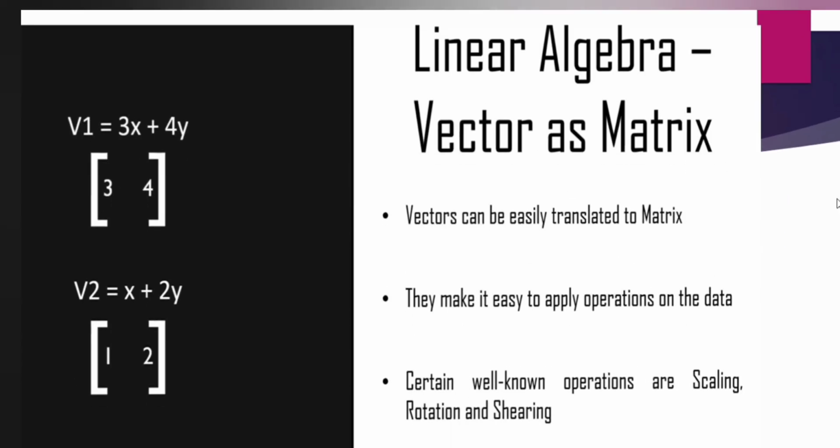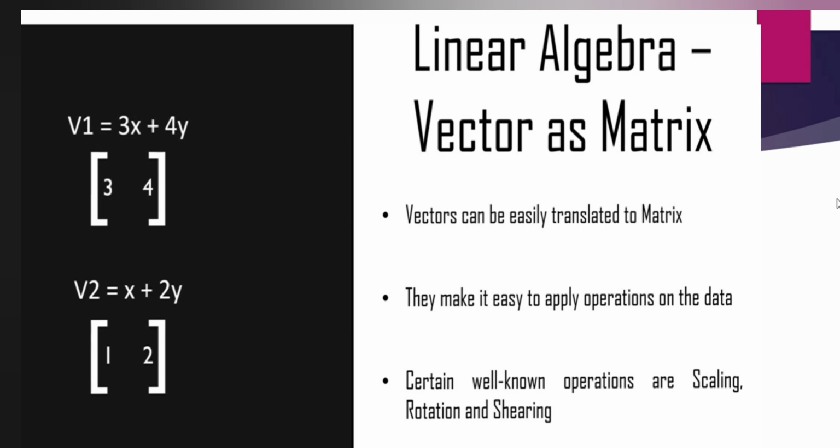So the next thing is linear algebra, vector as a matrix. So vectors can be easily translated to a matrix. So here, see, v1 and v2 are the vectors. So 3 and 4, that is a matrix. 1 and 2, that is a matrix. So you can easily do that, and they make it easy to apply the operations on data.